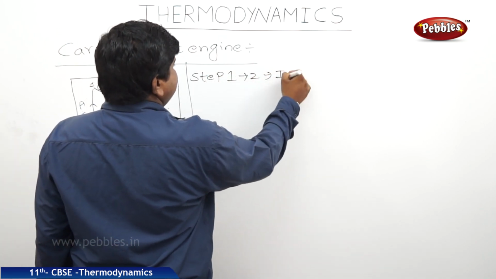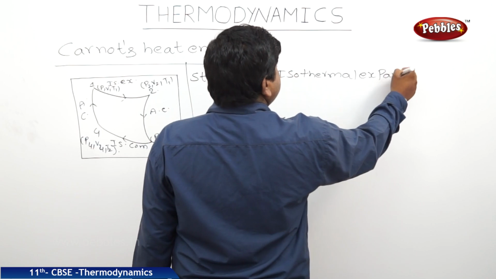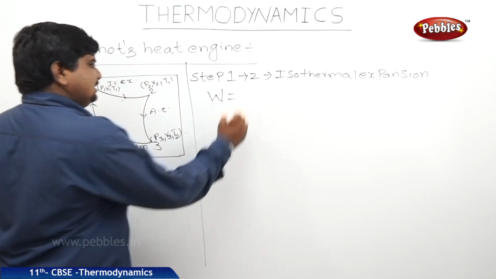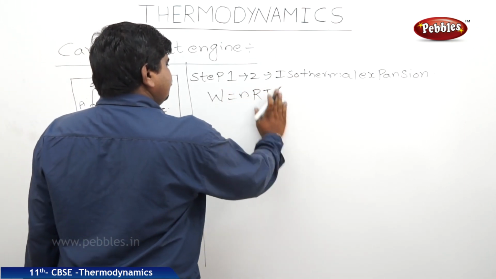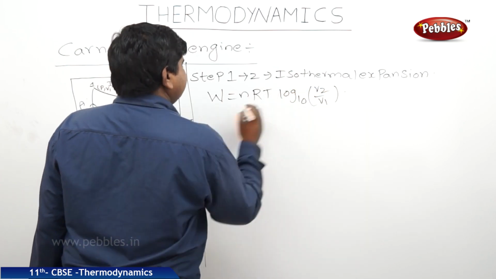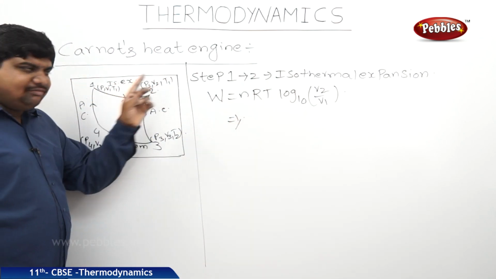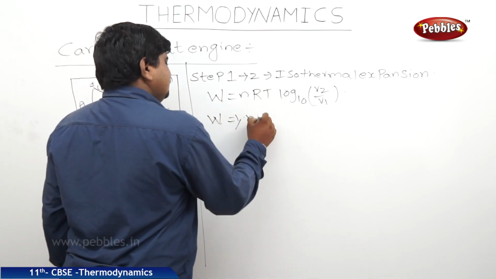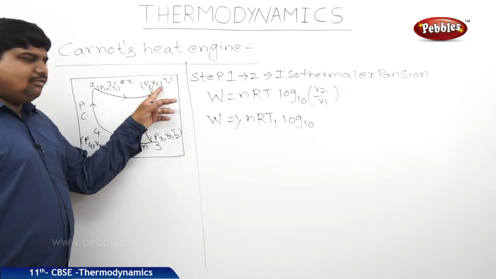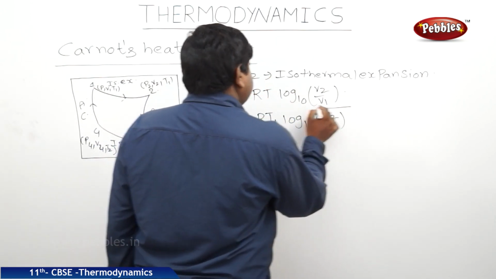This is isothermal expansion. In isothermal expansion, the work done is nRT log V2 by V1. But in 1 to 2, the temperature is kept constant at T1. That's why this equation will change to nRT1 log V2 by V1, where the volumes are V2 and V1. This is equation 1.